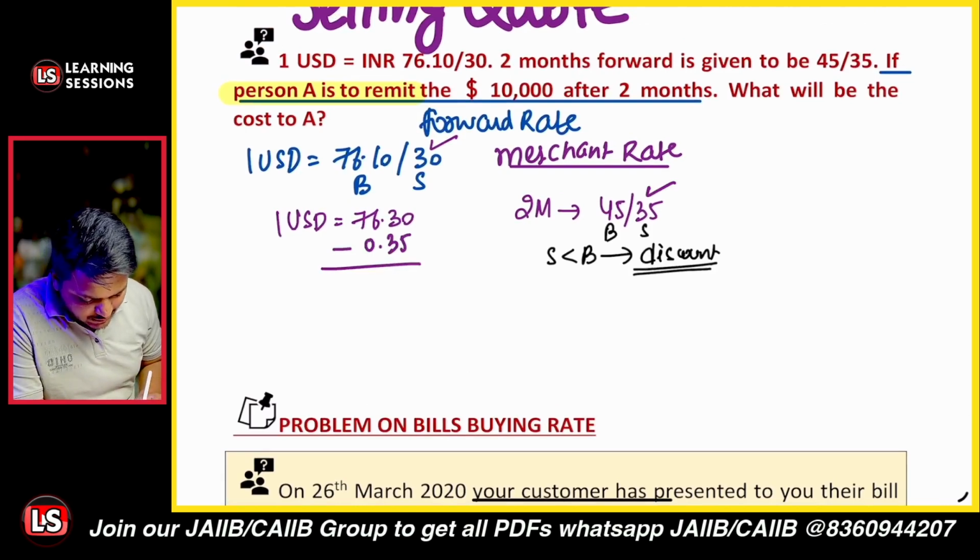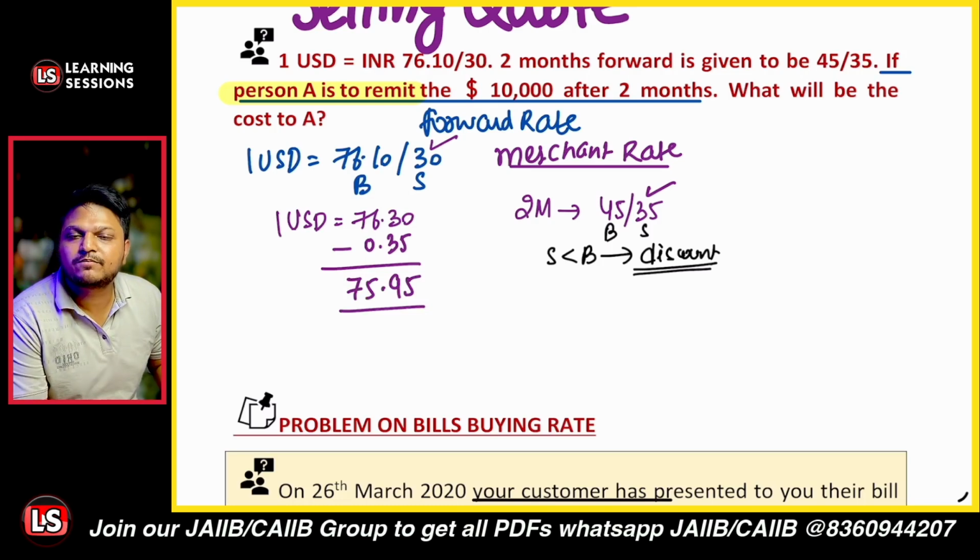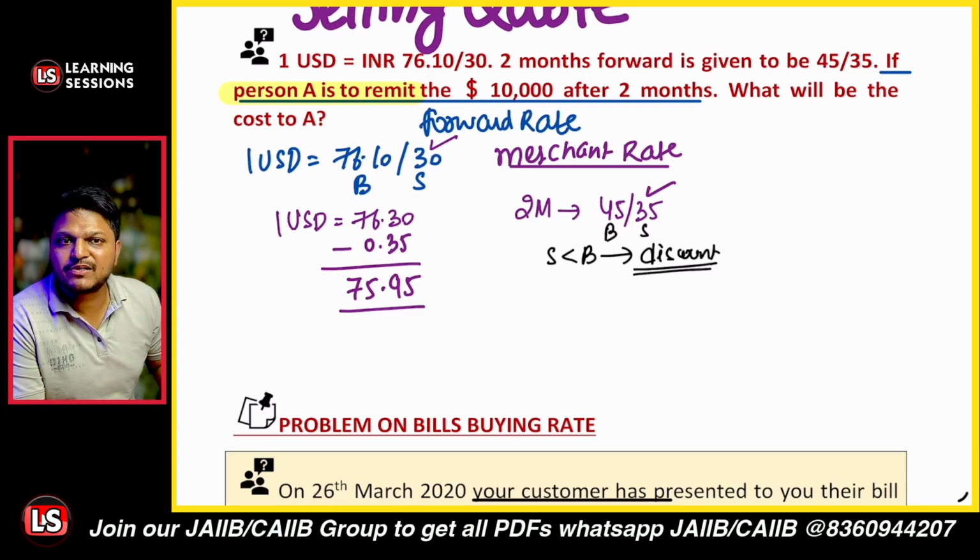These forward points are to be subtracted, so it is 75.95. This price will be quoted, right? So what type of transaction is this? Is this a TT rate transaction or what type of transaction? Nothing is clear because it's going to be there after a delay. So it's a bills transaction, right? It's a bills transaction. And also the rate quoted will be 75.95.